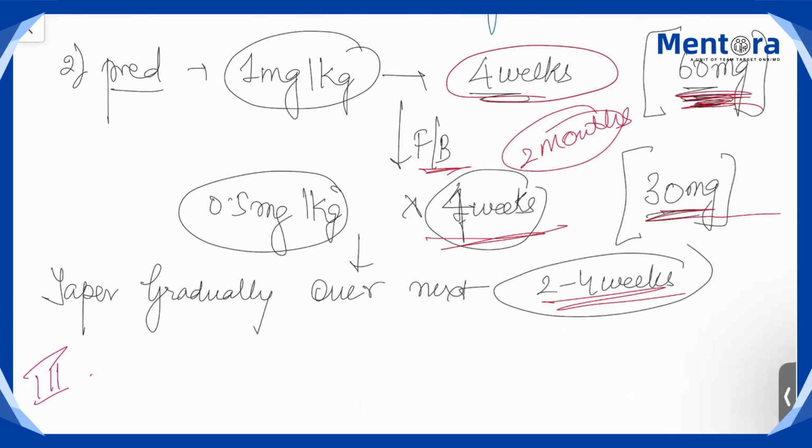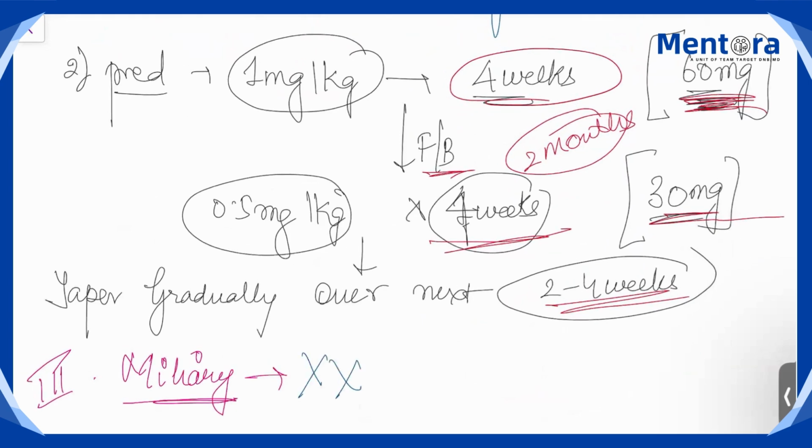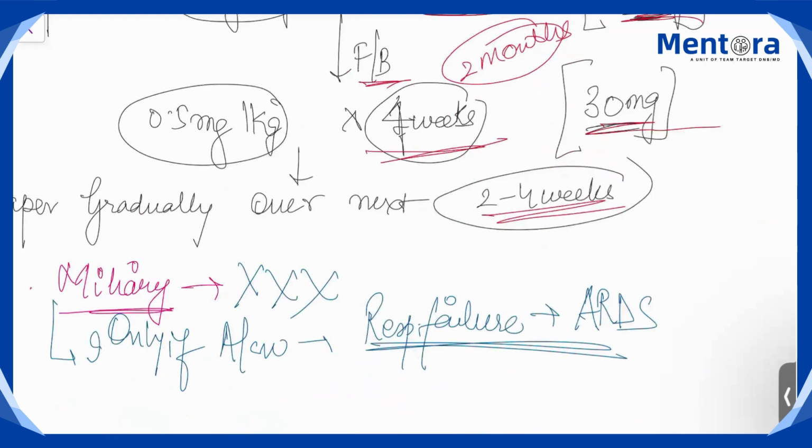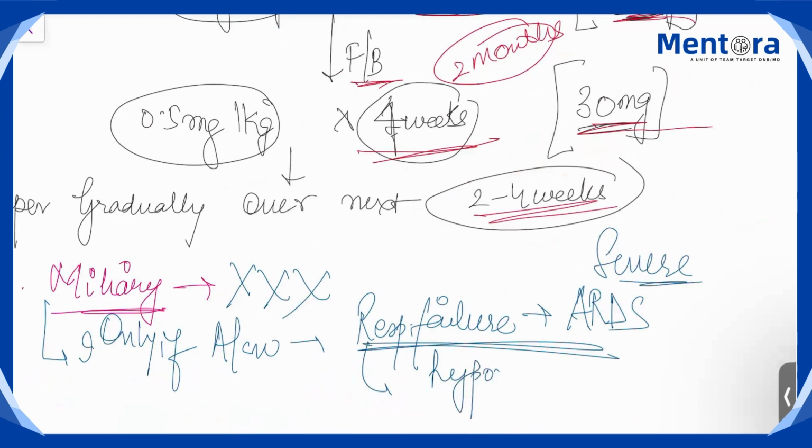Third, miliary TB. Is it indicated in all miliary TB cases? No. Every miliary doesn't require corticosteroids. Only if it is associated with respiratory failure, severe respiratory failure. And why this respiratory failure? Because of severe ARDS. Patient ventilator पर जाने की नौबत आने वाली है, patient को severe ARDS है, patient severe hypoxemia है patient को, then and then only you have to give corticosteroids. Otherwise, in a stable miliary tuberculosis, never use steroids.